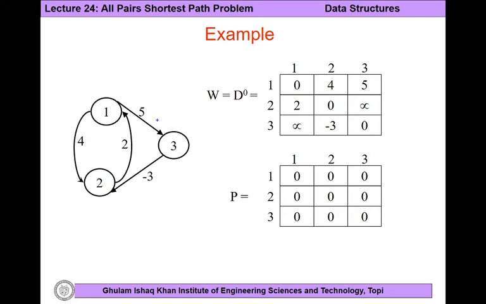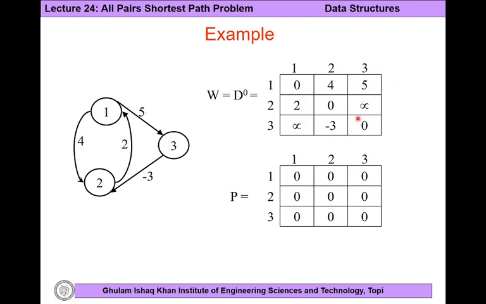Now if we see here, this graph contains 3 nodes. Initially this graph is represented by this adjacency matrix, which represents the same graph. For example, from node 1 you can go to node 2 at a distance of 4, and from node 1 you can go to node 3 as well at a distance of 5.